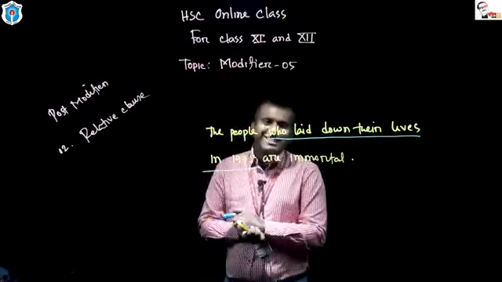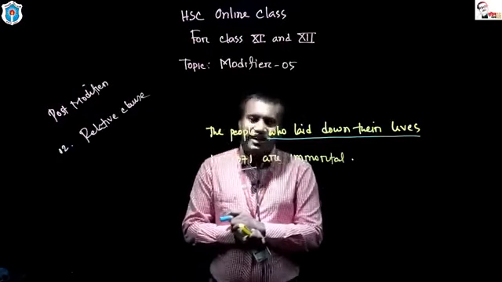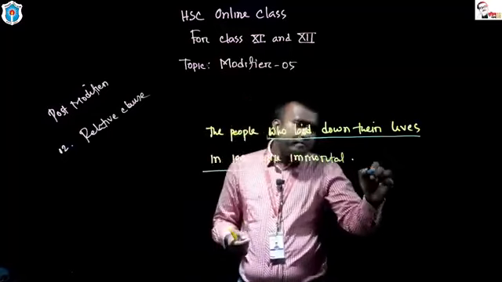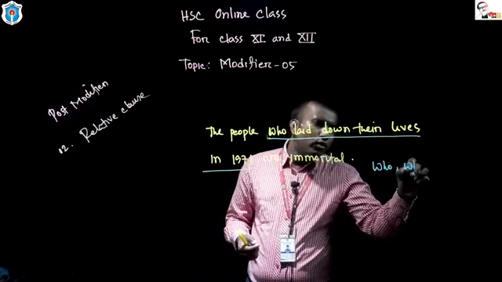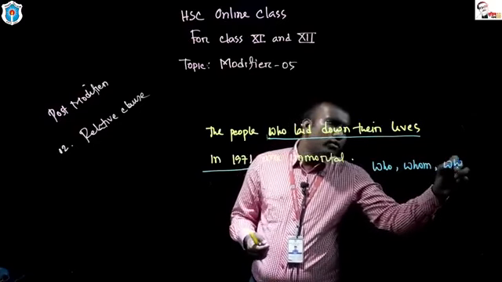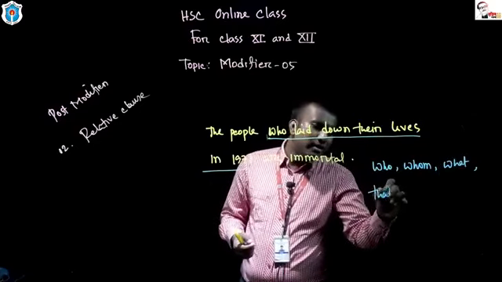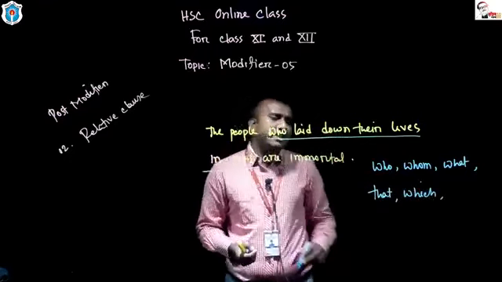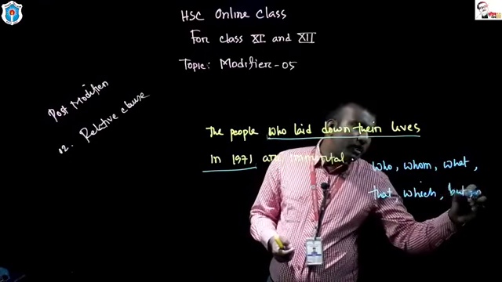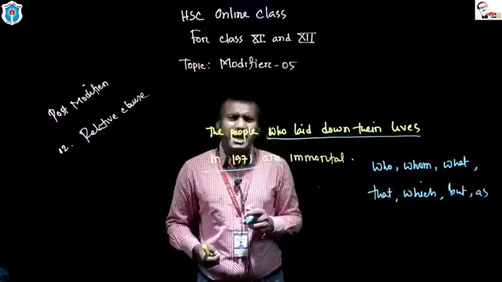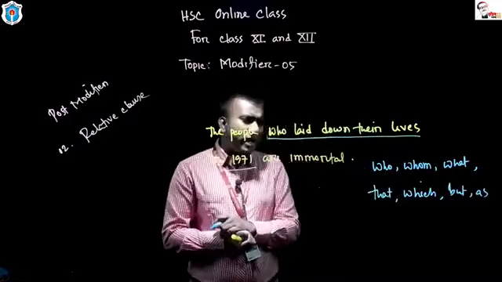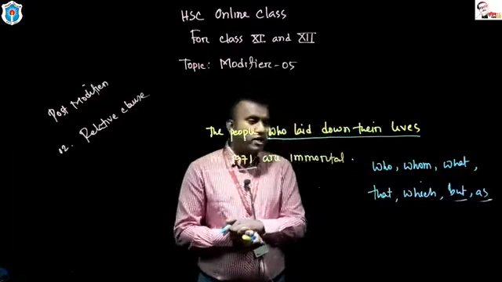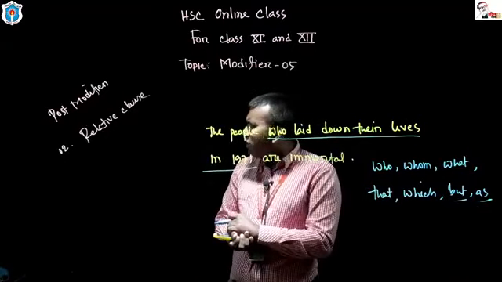Now question arises about what a relative pronoun is. You know that who, whom, what, that, which, but, as. These words can be worked as a relative pronoun. But and as also work as relative pronoun exceptionally. Okay. These are the words which can be used as relative pronoun.